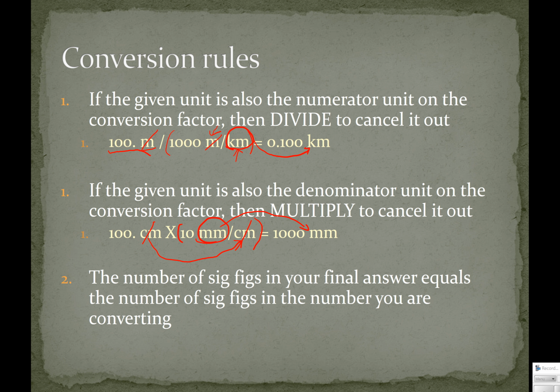The number of significant figures in our final answer has to equal the number of sig figs in the number we're converting. So in this case, 100 point would be 3 significant figures, and 1,000 as it's written is only 1 significant figure. So we're either going to want to say that this is going to be 1,000 millimeters, or 1.00 times 10 to the third millimeters, where we have 1.00, which would be our 3 significant figures.